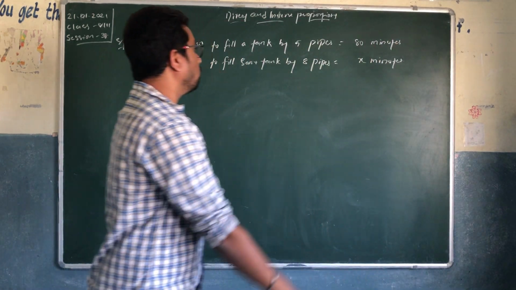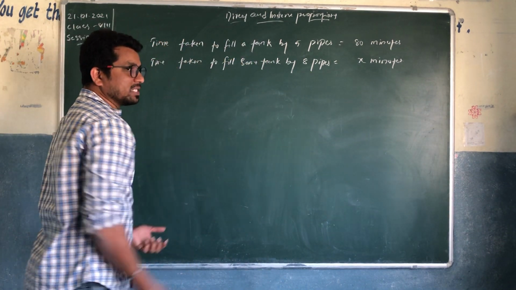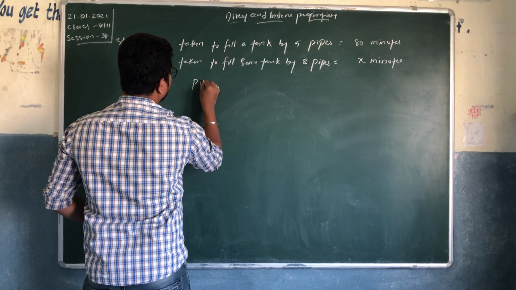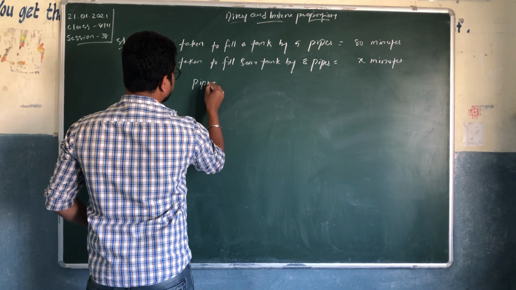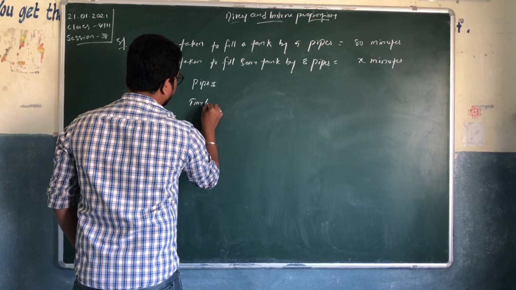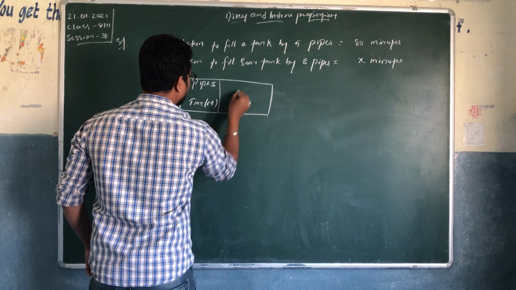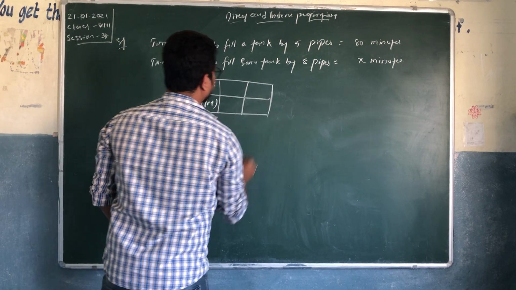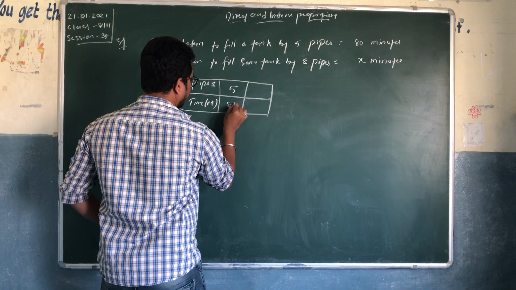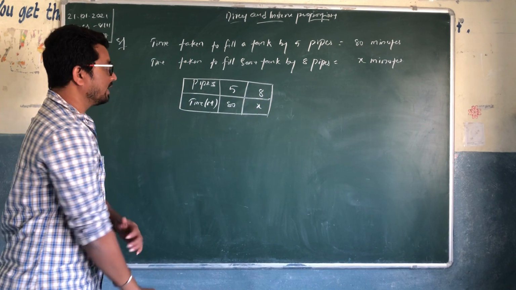Now, what do we need to find out? We need to find out this x. Now, let's keep this in a tabular form. Let me write down pipes and time in minutes. 5 pipes will take 80 minutes, 8 pipes will take x minutes.